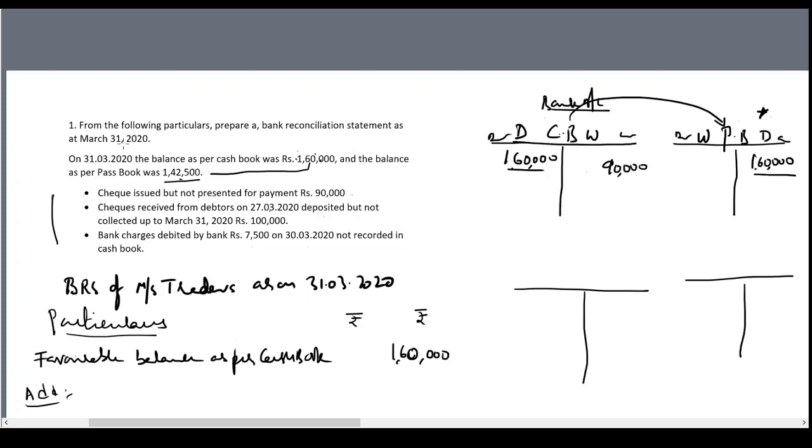But up to 31st March 20, checks were issued but not presented for payment. That means the creditors have not gone to the bank and have not withdrawn money from our bank account. Using those checks, the creditors could have withdrawn money from the bank account, but they have not done so yet. So there is no entry in the passbook. Now what is the impact? I started with 1,60,000 debit and I have credited 90,000. So the balance has reduced. We have discussed earlier that favorable balances increase with deposits and reduce with withdrawals. So this was a favorable balance, there is a withdrawal, so it will reduce. Comparatively, the passbook balance is higher.